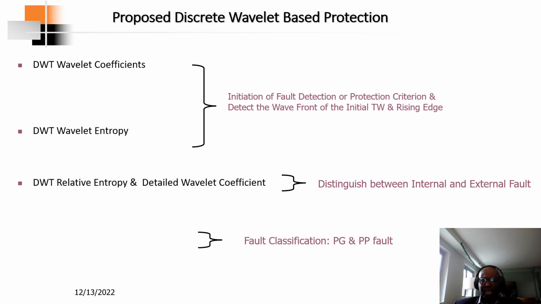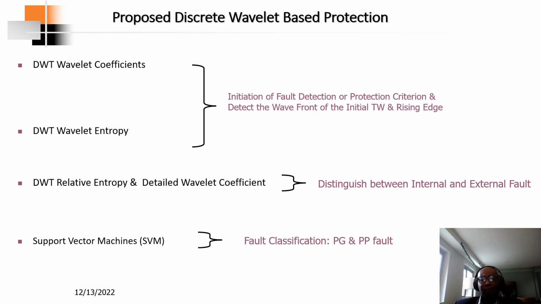To distinguish between internal and external fault, remember I told you that the traveling wave behaves differently for internal and external faults. They have different polarities for current and voltage wave, and also the detailed wavelet coefficients and relative entropy. These are what I will utilize to distinguish between an internal and an external fault.